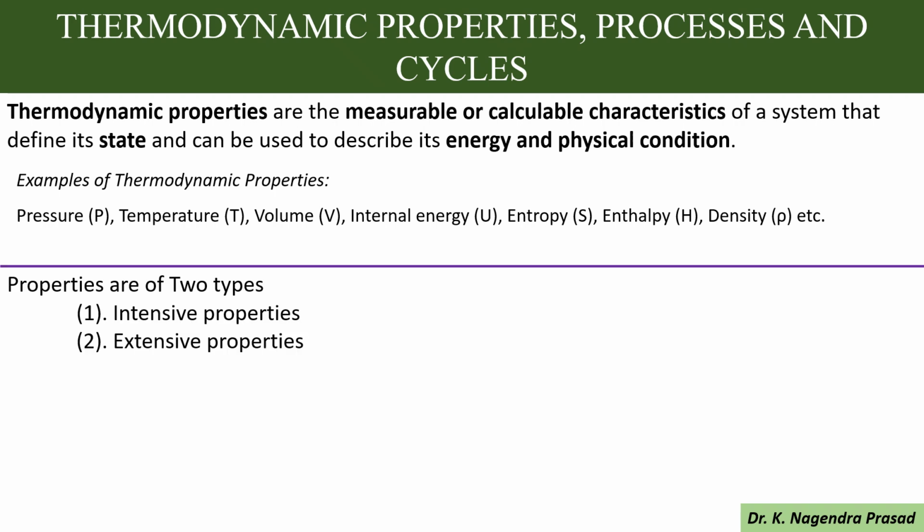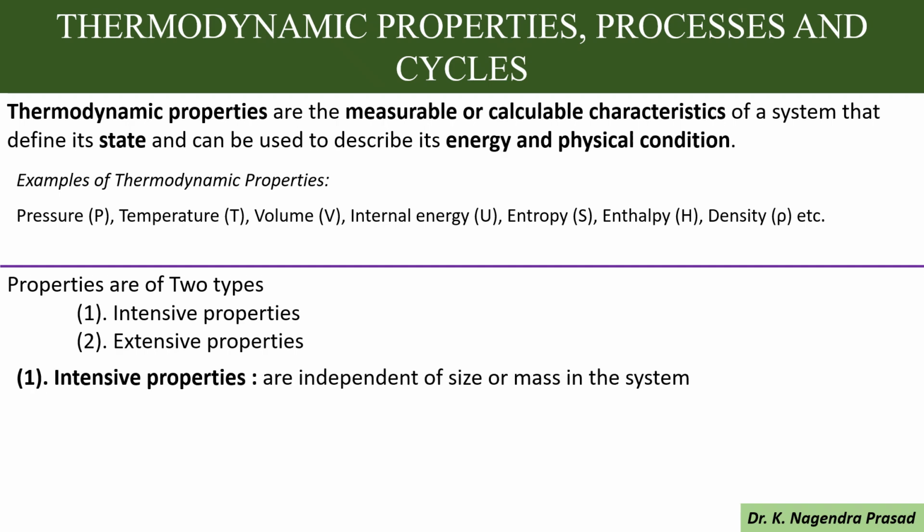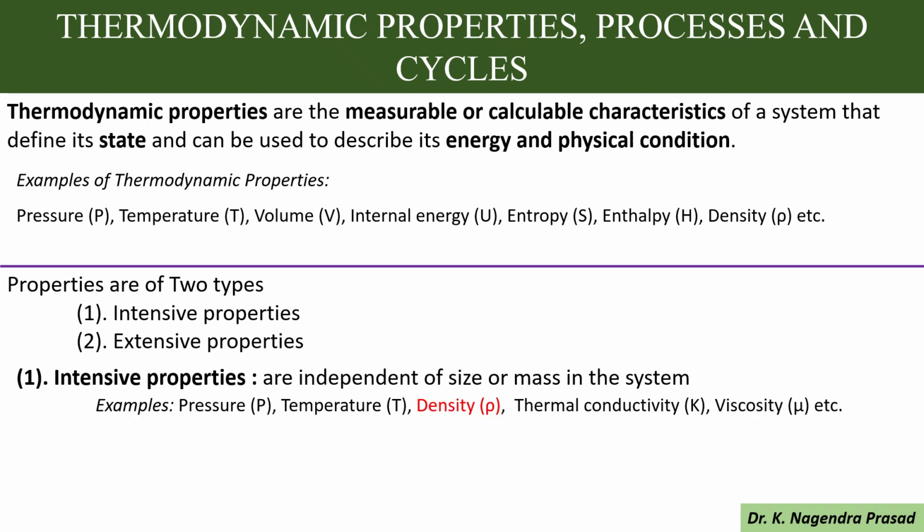And these thermodynamic properties are of two types. First one is the intensive properties. Second one is the extensive properties. First we look at the intensive properties. Intensive properties are independent of the size or mass of the system. For example, pressure, temperature, density, thermal conductivity, viscosity, etc. So these properties do not depend on the size or mass of the system.